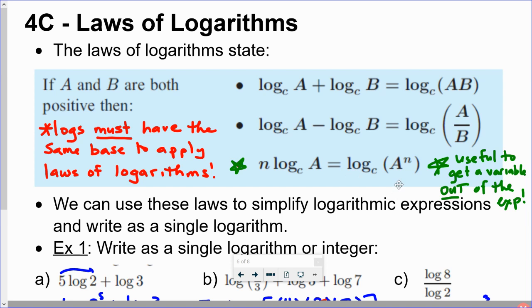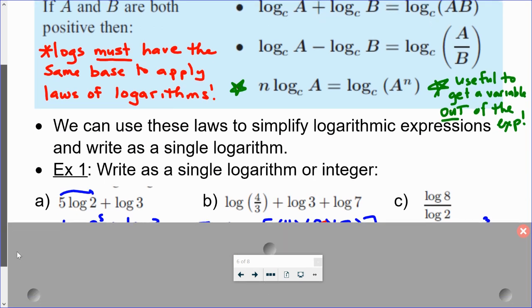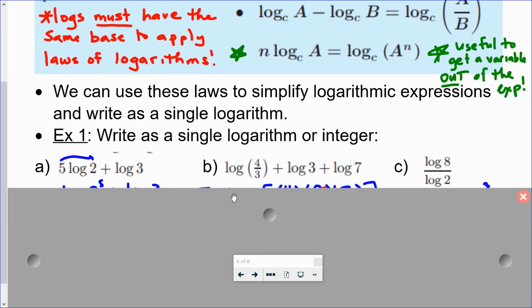Remember that these log laws can be used heading towards the right, but they can also be used backwards if you want, from something simpler to expand to something more complex. So we often use this one in reverse. We can use these laws to simplify logarithmic expressions and to write as a single logarithm, and that is helpful if we want to solve the logarithm.